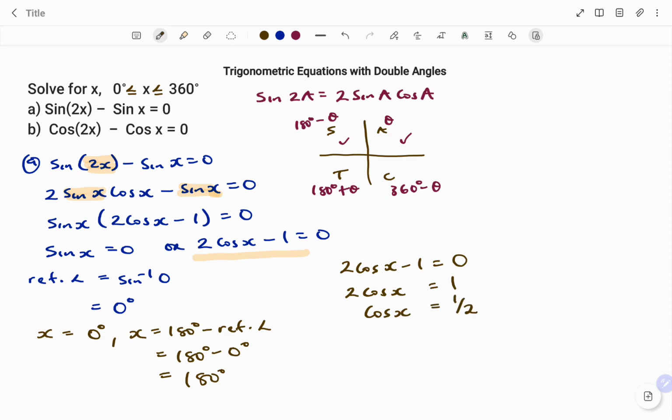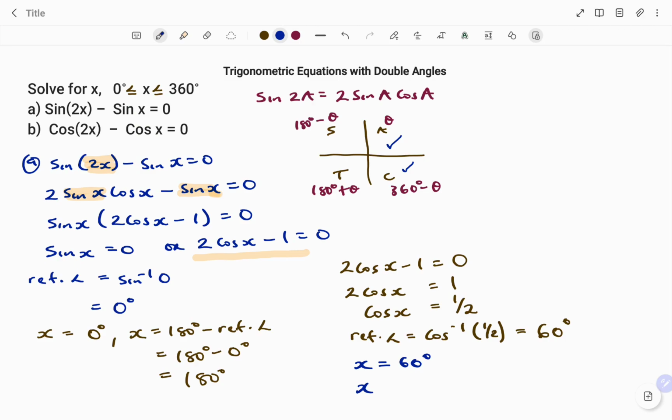If I go back to my CAST diagram, you can see that cos is positive in the first and the fourth quadrant. So therefore, I'll start by finding my reference angle. Reference angle equals arc cos of 1 over 2. And if I have to find the arc cos of 1 over 2, that's equal to 60 degrees. Therefore, for my first value of x, going by the first quadrant, x is equal to 60 degrees, which is my theta.